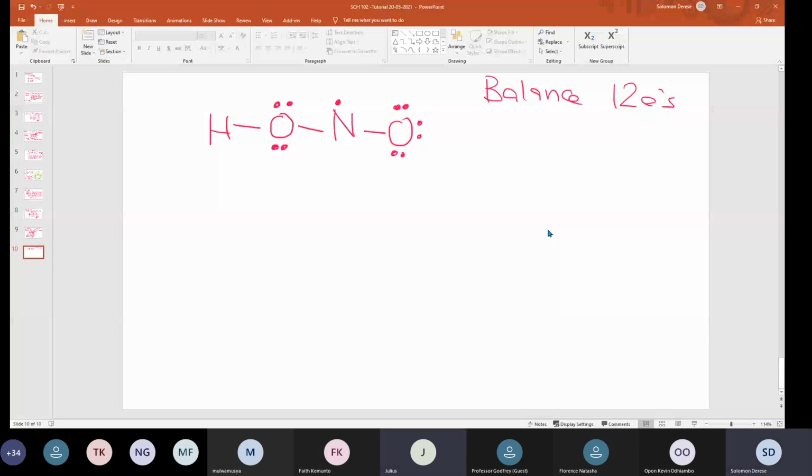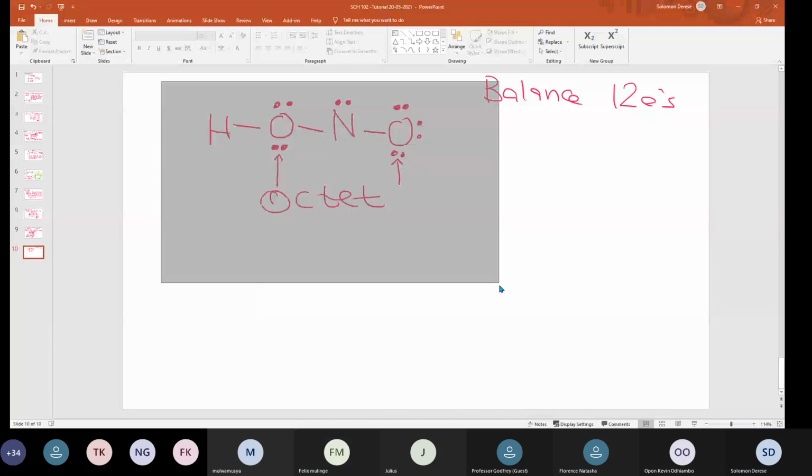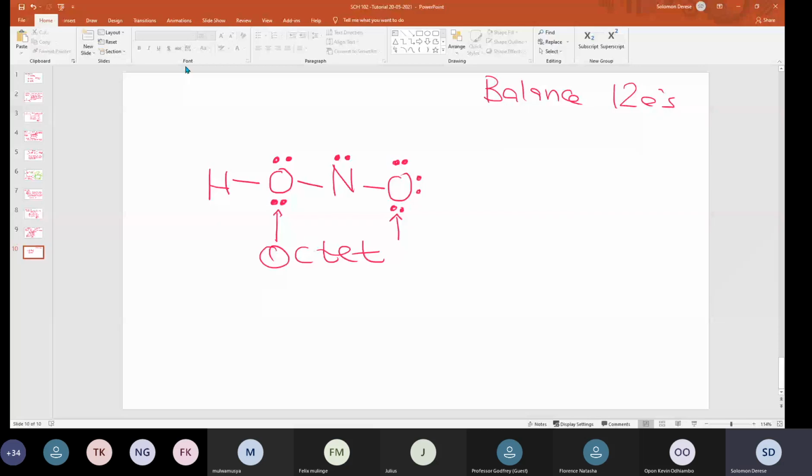Is it okay? Now, when you look at this, you can see this oxygen as well as this oxygen, these two have octets. They are happy. But the nitrogen in the middle has only 6 electrons. No octet.